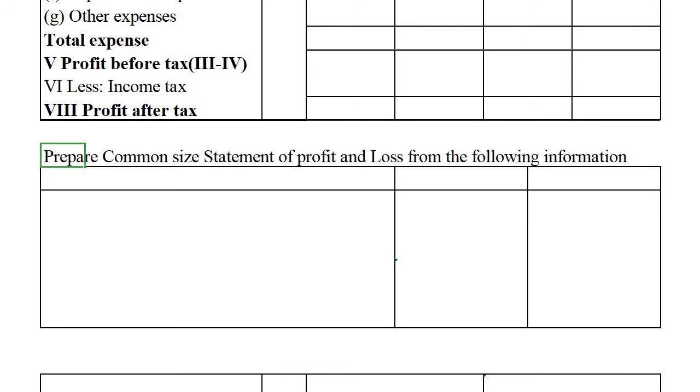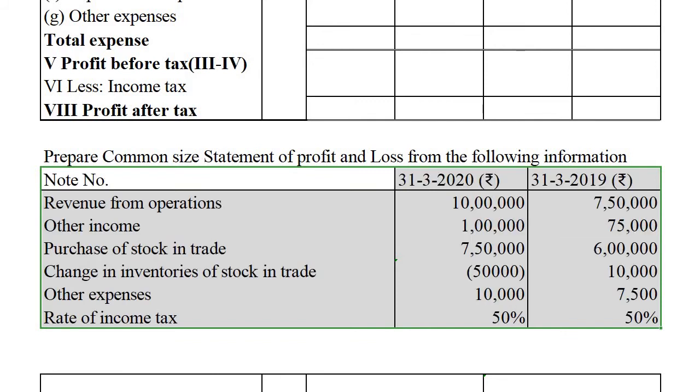Prepare a common size statement of profit and loss from the following information. Here some items are given. Item wise information is given here. Let us see what it is.